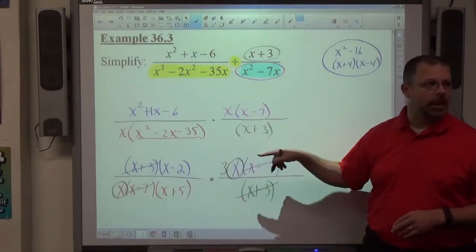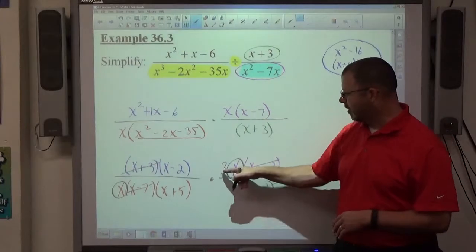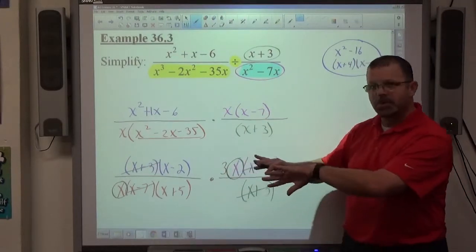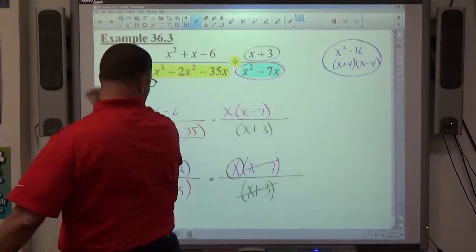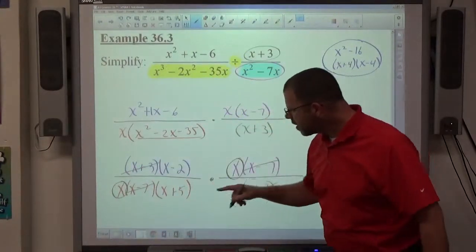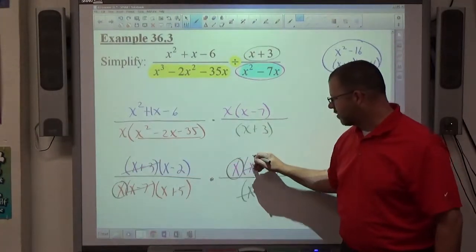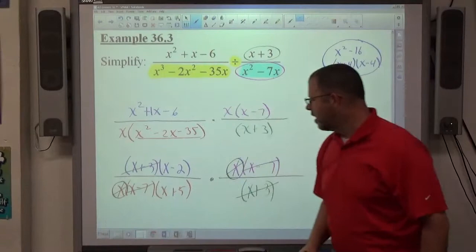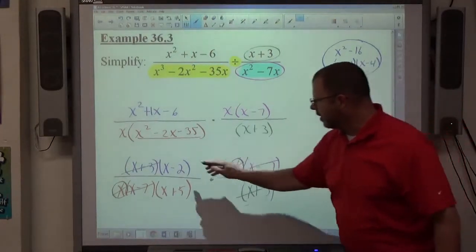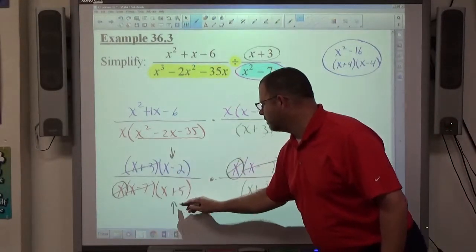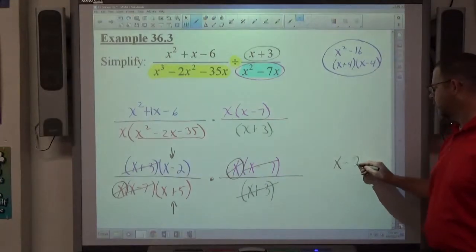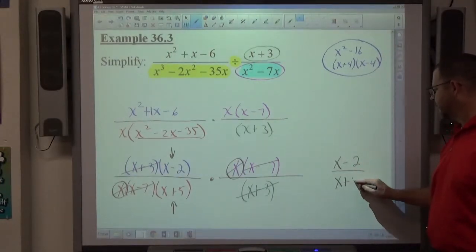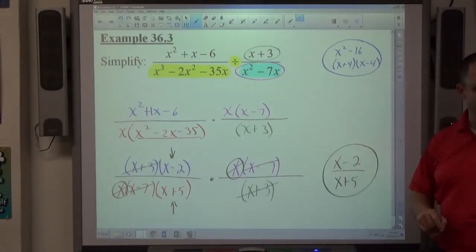Individual factors can be canceled. So again, if there's even a number in front of that x, it's being multiplied, so they can be treated separately. Obviously, there's another 3 in front of this one, so I won't do that. But this x all by itself, this x all by itself cancel. And once again, we're left with a single object on top, a single object on bottom. So x minus 2 over x plus 5 is the simplest answer here.